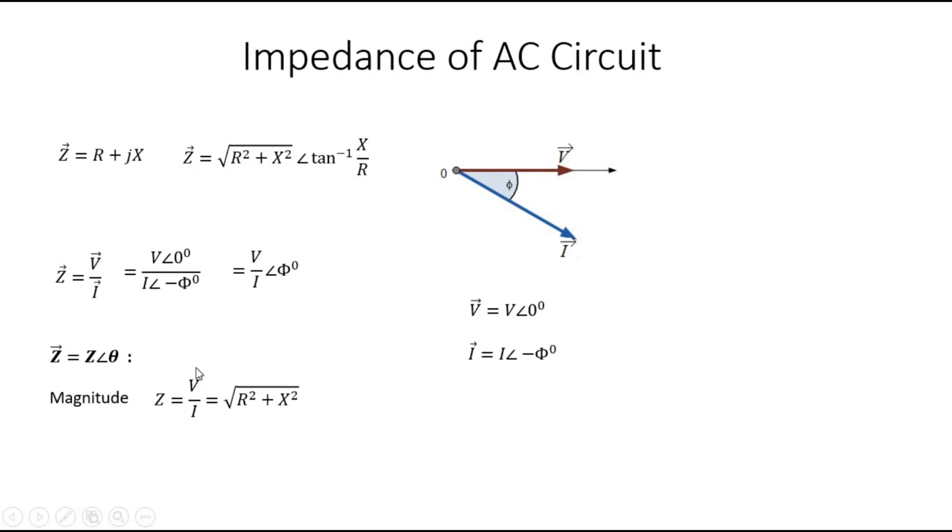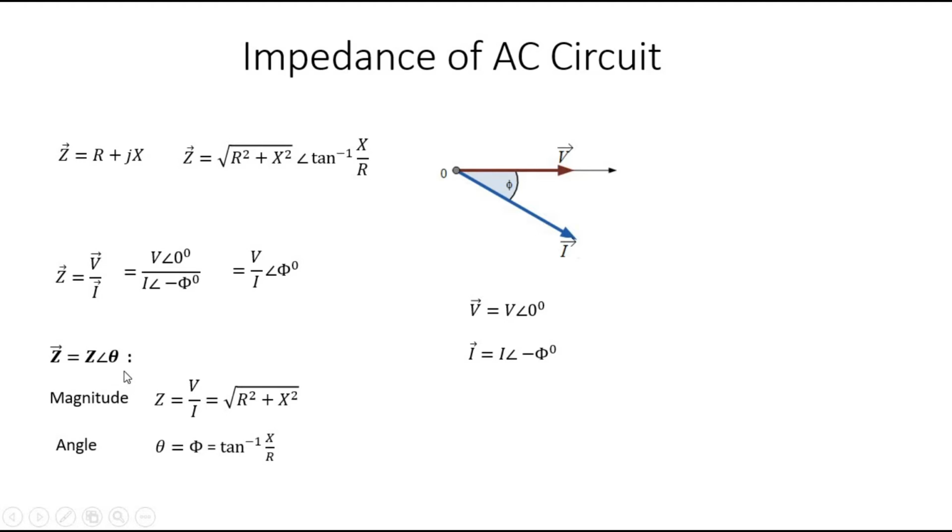The ratio of magnitudes V and I is not a vector, it is only a magnitude. So the magnitude of Z is the ratio V by I, or we can find it from the parameters as the root of R square plus X square. The angle theta is phi, the angle between voltage and current, or from the parameters it is tan inverse X by R. So the angle of Z can be found from the voltage and current, as the angle between them, or as tan inverse of X by R.